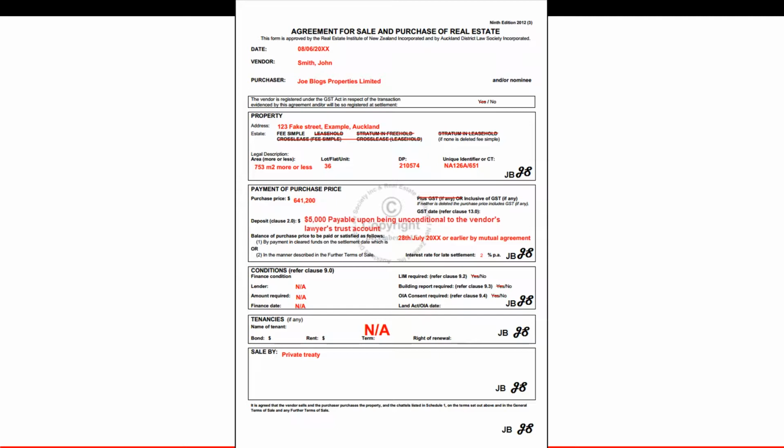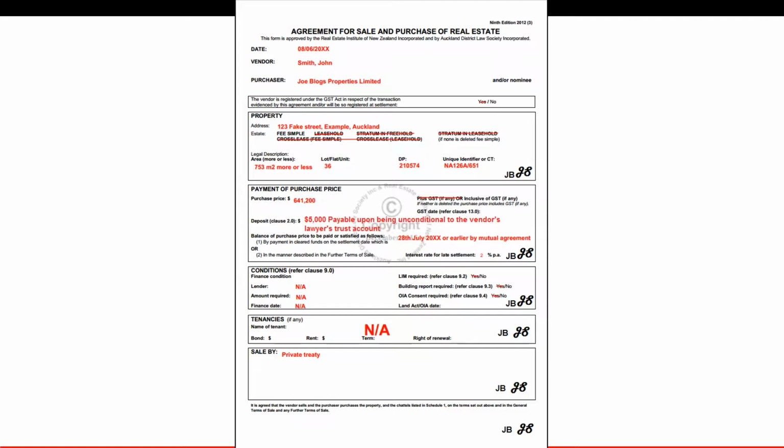The purchaser is Joe Bloggs Properties Limited, which is actually a company which Joe Bloggs would, I assume, own. This is just an example that we've put in here. And we can move on to the next section where it says, is the vendor registered under the GST Act? And you can see that yes is crossed out. So that means the vendor is not GST registered. No is the selected answer. So let's move on to the next section, which is the property box section, and we can see most of the information can be gathered from the certificate of title.